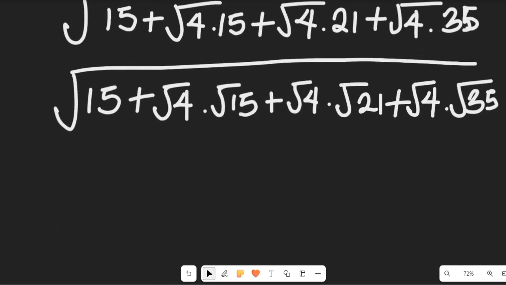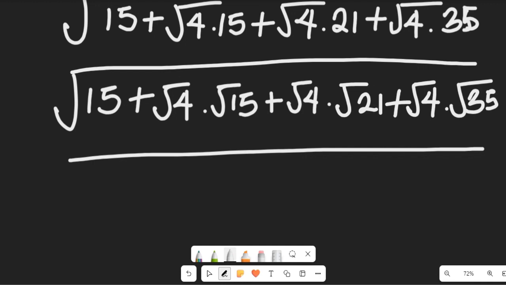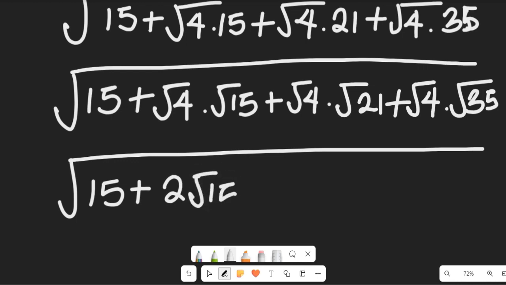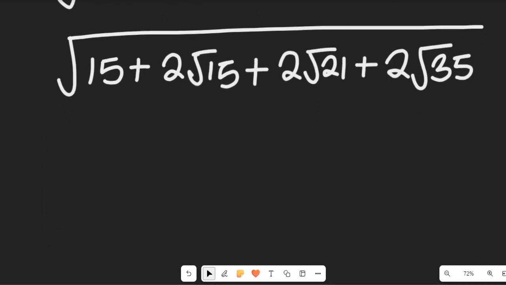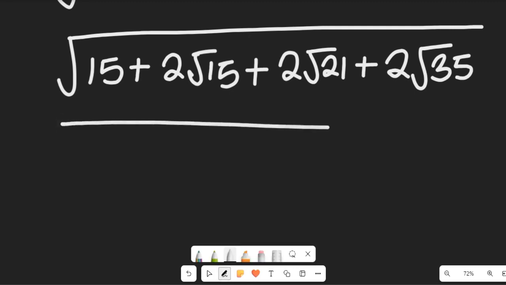Good. So having seen this, remember the square root of 4 is what? The square root of 4 is 2. So we'll have 15 plus 2 root 15 plus 2 root 21 plus 2 root 35. So we can see that we can still break down 15, 21, and 35 because we can still get a perfect square and a non-perfect square from there.